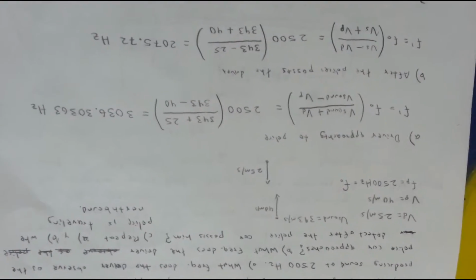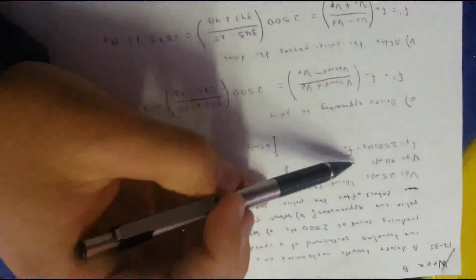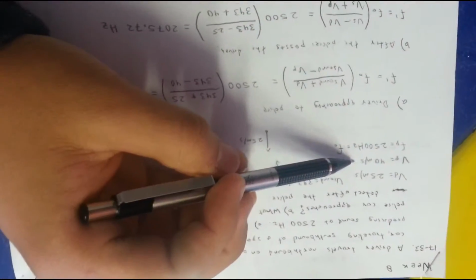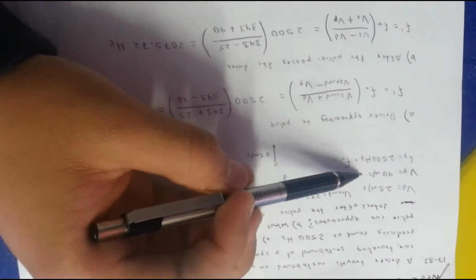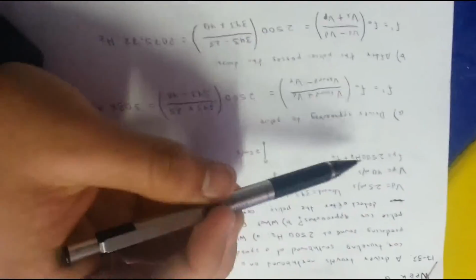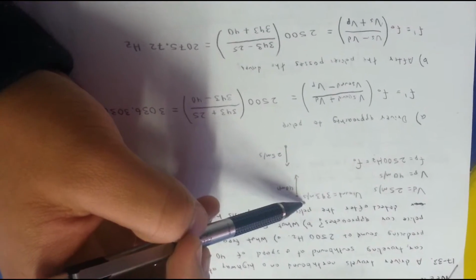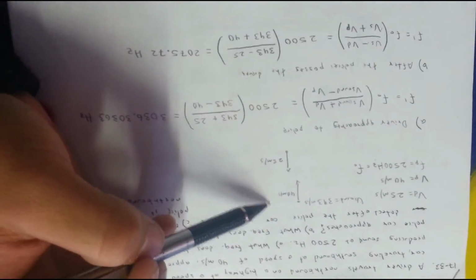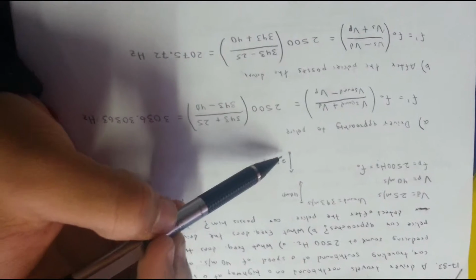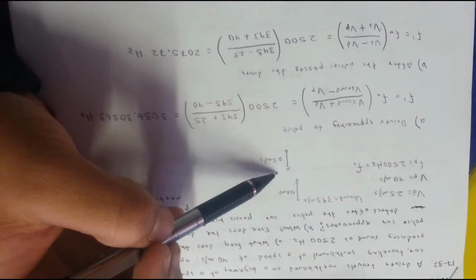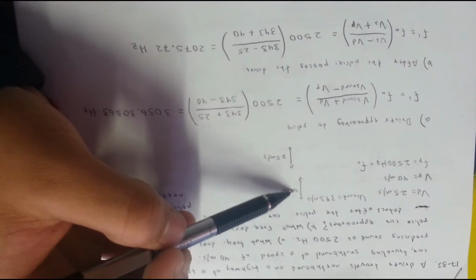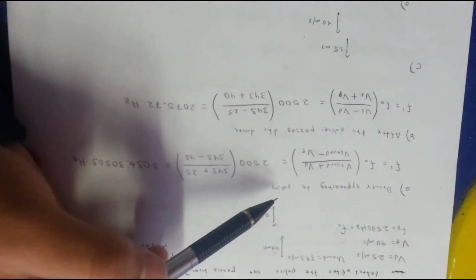So, we have the speed of the driver, the speed of the police, the frequency of the siren of course, and the speed of sound, that is 343 meters per second. And in case A, here's the driver going northbound, the police going southbound. So the driver is approaching the police, and the police is approaching the driver, right?